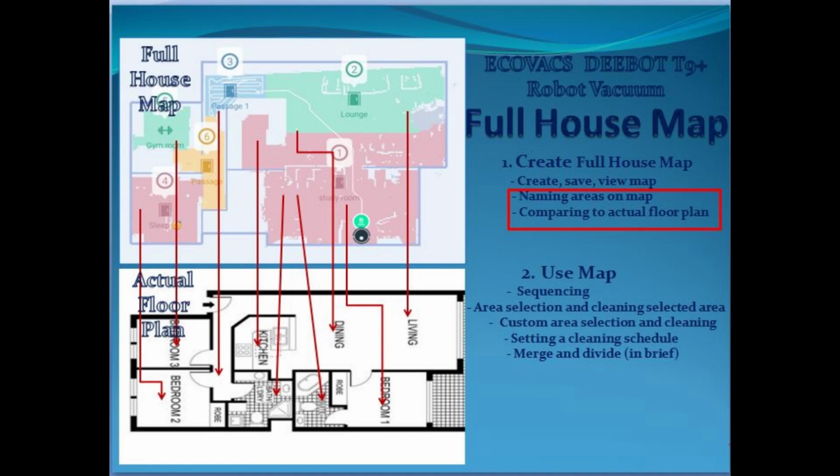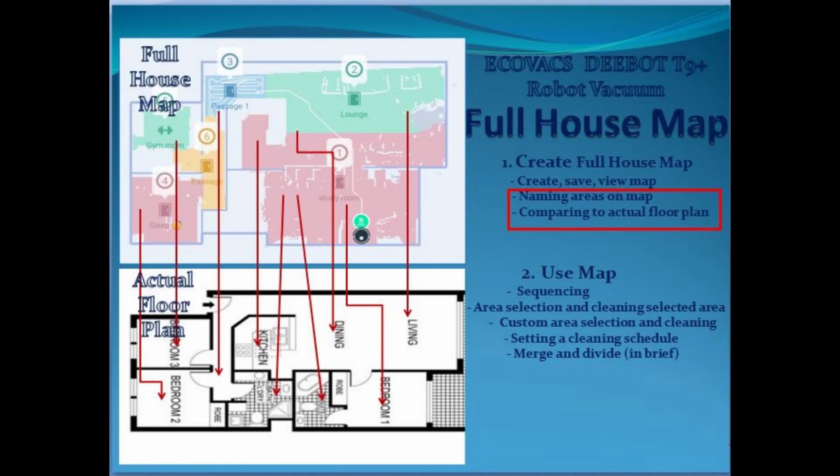Before we move on to the second part of the video, which is to see actually how to use this map, what I did was a bit of a comparison with the actual floor plan to make sure that the full house map that the DEEBOT has created is laid out properly, and it has brought up all the areas that it should be. In the comparison, you can see that it has covered all the areas, which is the study room, the lounge, the kitchen, the passage, the 2 back rooms, as well as the bathroom areas.